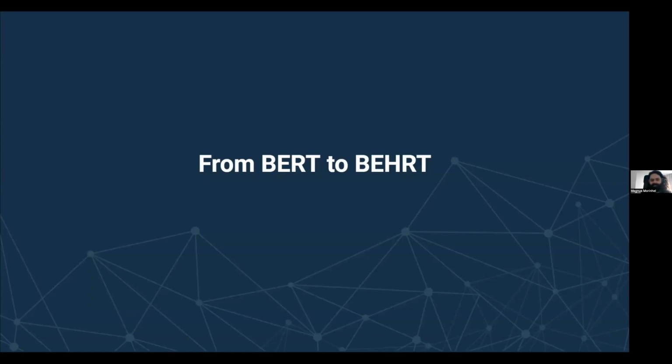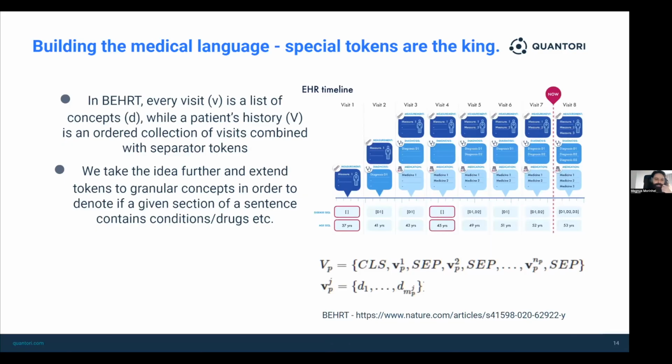So that's BERT to B chart. So what we see here, so the guys made such a paper, BERT, and that's the idea of kind of widening the idea of BERT to EHRs. That's where the name comes from. And there are not that many new ideas, so let's just briefly go through them.